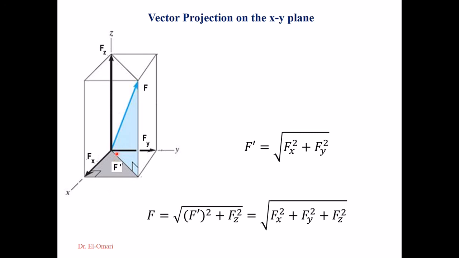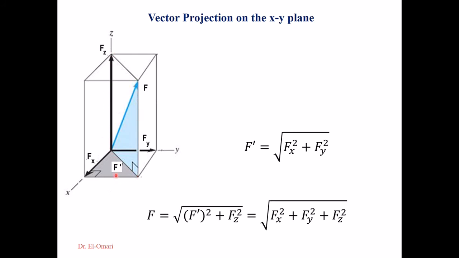triangle is formed between the x component, the projection of the force on the xy plane, and the y component of the force. And the light blue is composed of the force vector, its projection on the xy plane, and the z component.